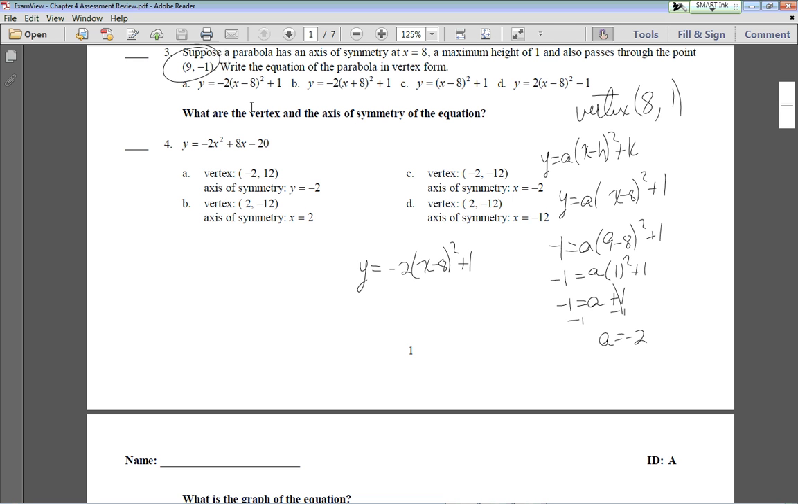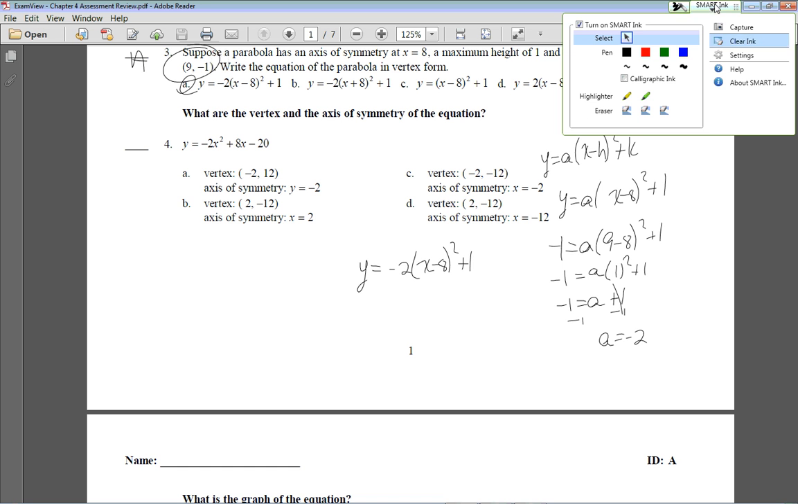So let's go figure out which one that is. Negative 2 times x minus 8 squared. Oh, there we go. It's letter A. So the answer to number 3 is A. All right. Number 4.